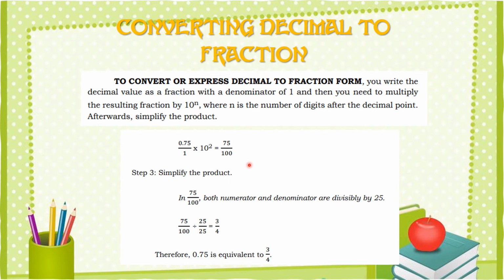Then let's simplify. Both numerator 75 and denominator 100 are divisible by 25. So we are going to divide both numerator and denominator by 25. 75 divided by 25, using your calculator, is equal to 3. 100 divided by 25 is equal to 4. We have here 3/4, and since this fraction is not simplifiable, this is now our final answer. Therefore, 0.75 is equivalent to 3/4.